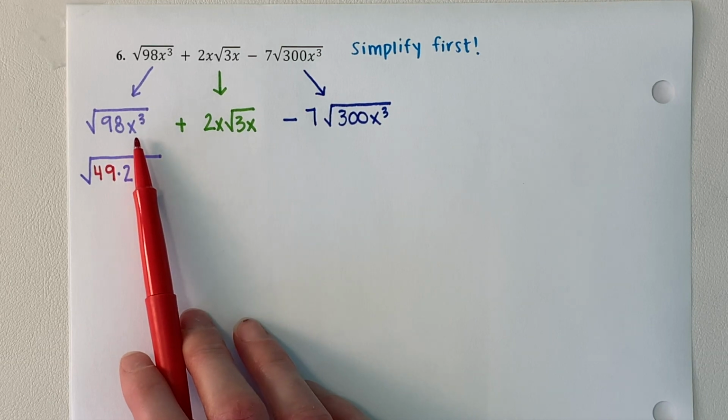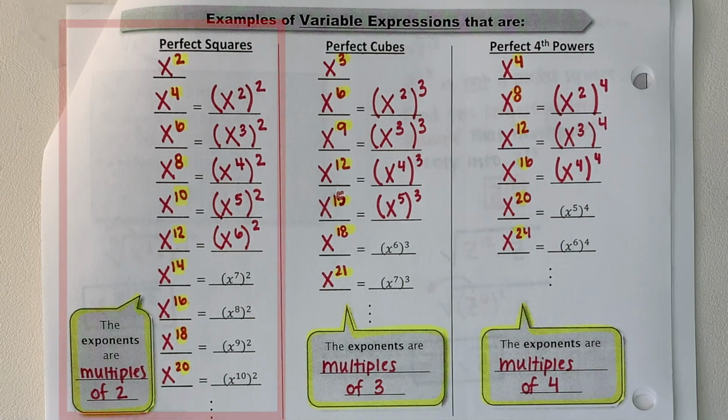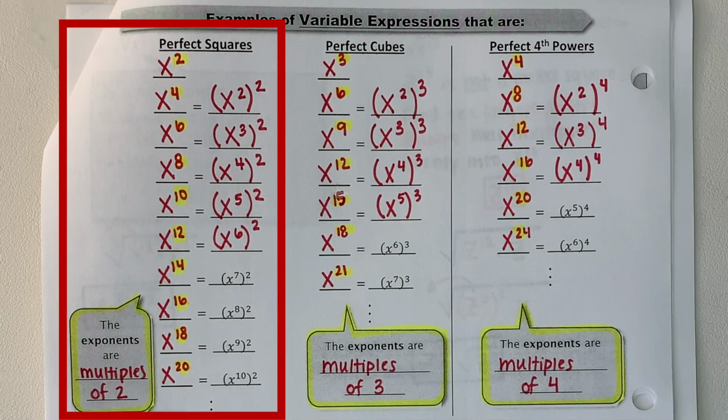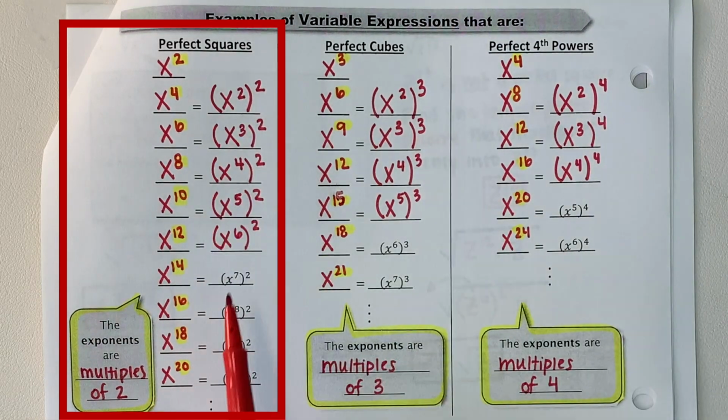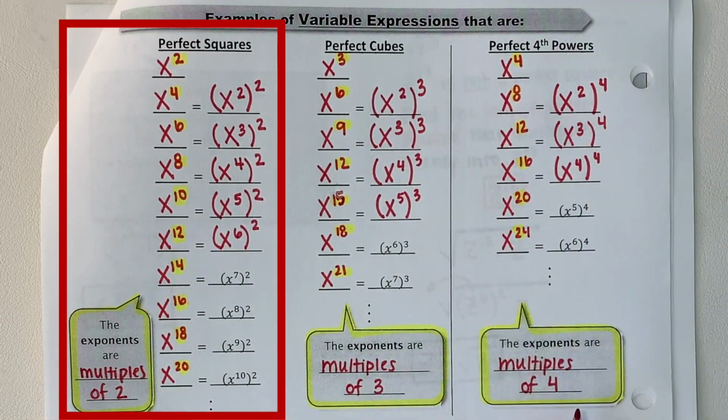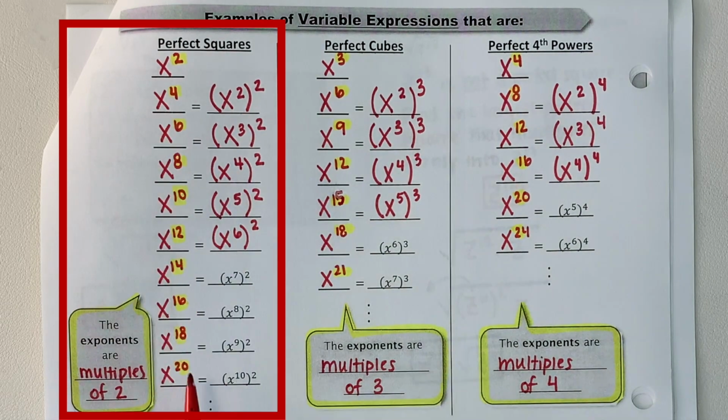So first we ask ourselves, is x cubed a perfect square? If we look at page 7 of our 6.3 worksheet, there we made a list of variables that are perfect squares, perfect cubes, and perfect fourths. We'll focus on the perfect squares column. We're trying to determine if x cubed is a perfect square. X cubed is not on this list, so that means that x cubed is not a perfect square.